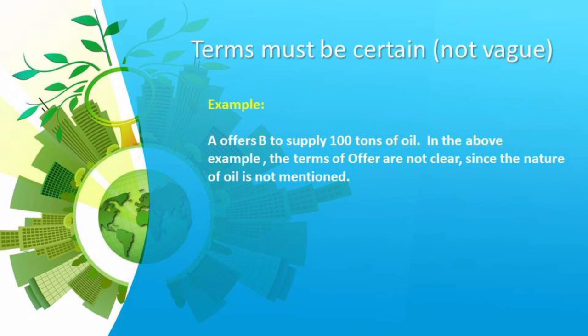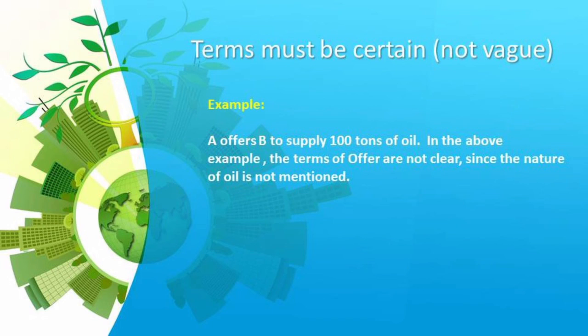Let us take an example. A and B both entered into a contract for supply of oil. A offers B to supply 100 tons of oil. Now, in this example, the terms of the offer are not clear. Why? Since the nature of the oil is not mentioned here. That means whether A is offering coconut oil or groundnut oil and B is purchasing coconut oil or groundnut oil. So, terms must be certain and not vague.